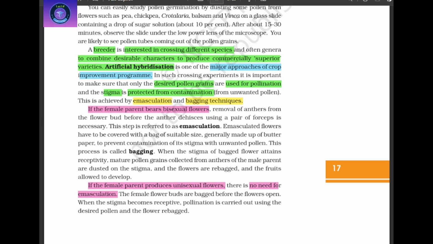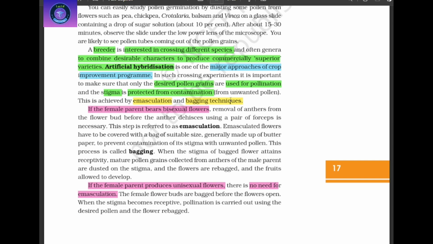Now moving ahead with artificial hybridization. What is artificial hybridization? It is a crop improvement program where desired pollen grains are used for pollination. Now, certain steps of artificial hybridization. Step number one will be selection of desired parents. It is a case like hybridization, for example, you want to produce good quality milk with disease resistant behavior, so you mix two varieties that are very superior in them. Similarly, it works in artificial hybridization.